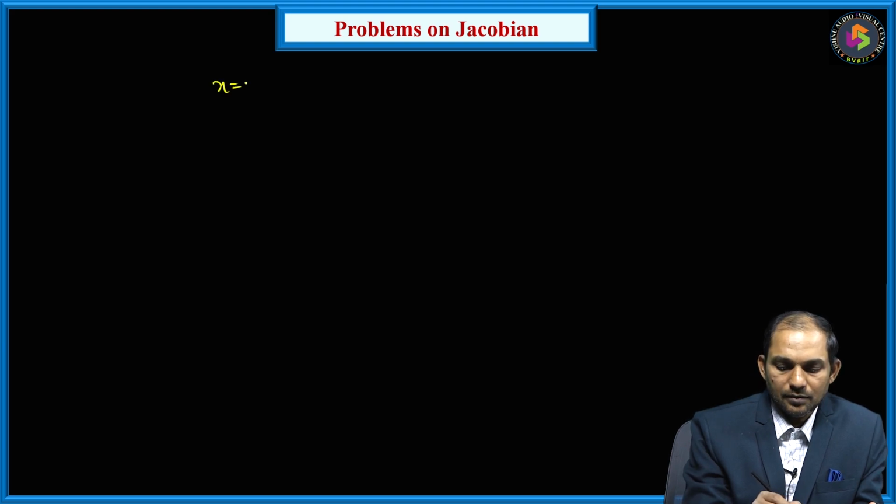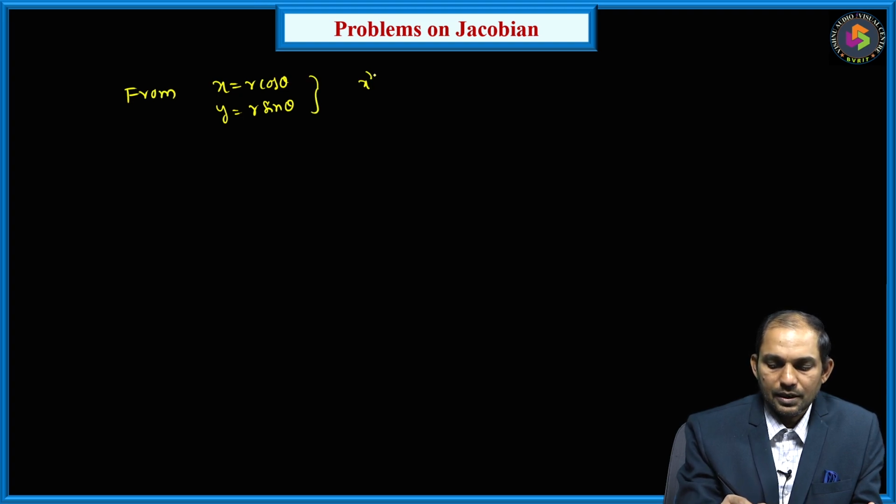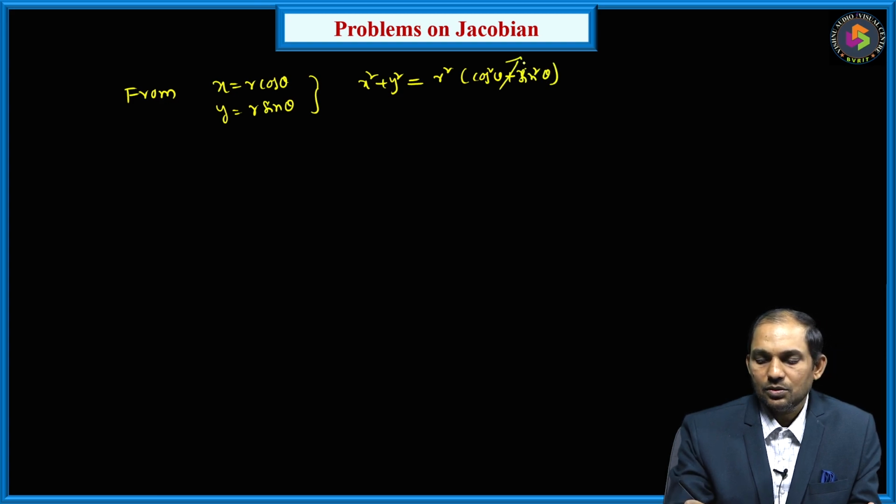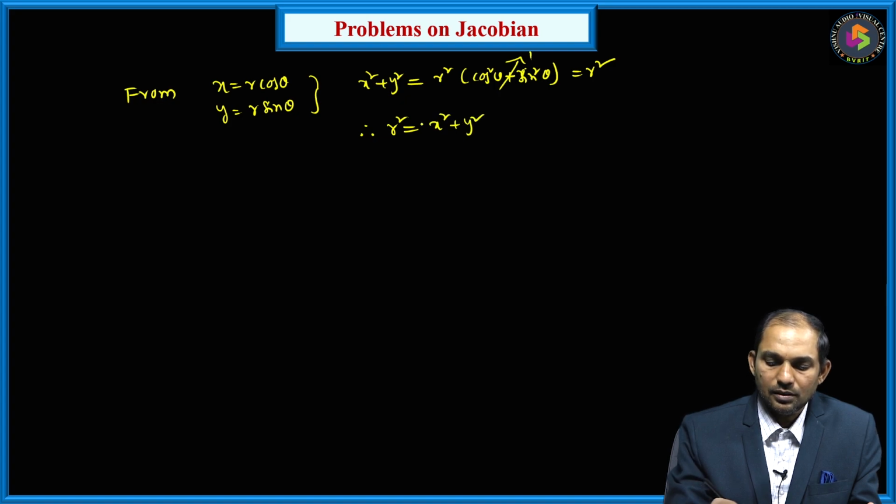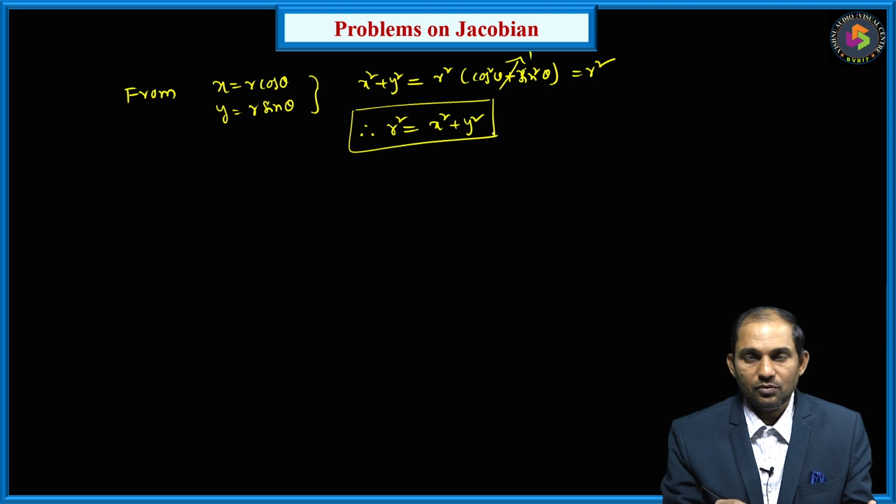So given x is equal to r cos theta and y is equal to r sin theta, from these two we are going to compute. Upon taking x square plus y square, we get r square cos square theta, and if you take r square common, it remains r square sin square theta, and this is equal to 1, so this is nothing but r square. Therefore, we got one relation: r square is equal to x square plus y square. That's how r is expressed in terms of x and y.